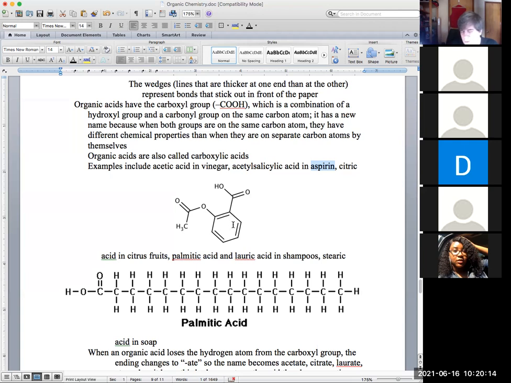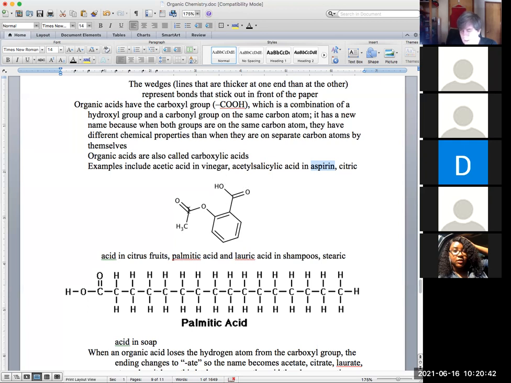So notice we have a ring of carbon atoms in here. There are double bonds between some of the carbons. Here, if we look at this carbon, remember at every tip, there's a carbon in this representation. So there's a carbon here. It has a double bond to an oxygen and an OH. So this is our carboxyl group.